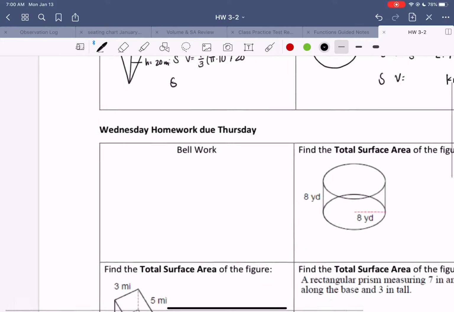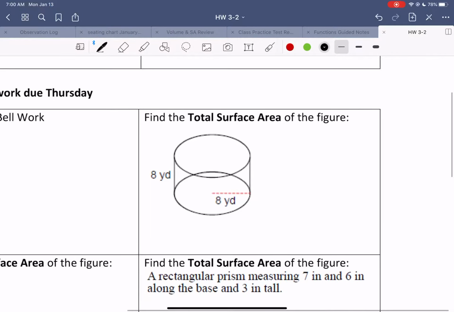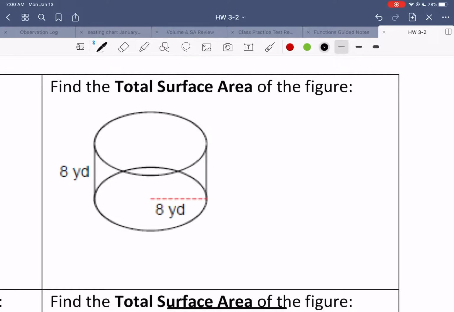So there's Monday, and then we don't have homework Tuesday due to our test. So again, the bell work will be there. But we're moving to a different section of our formula chart. This time we're finding total surface area. So right now we're going to identify that this is a cylinder. And so the formula that we're going to want to first find is surface area equals 2 pi r h plus 2 pi radius squared.